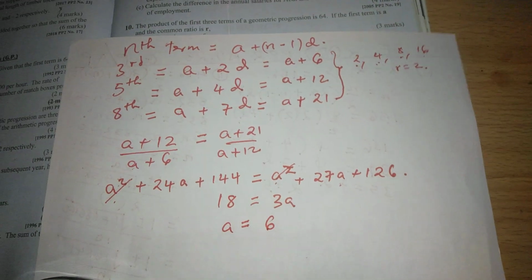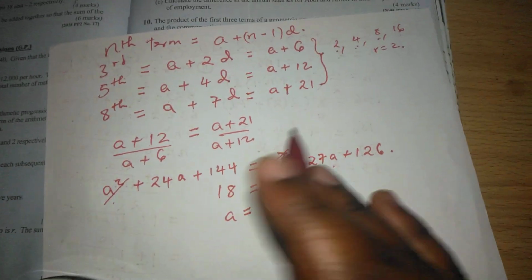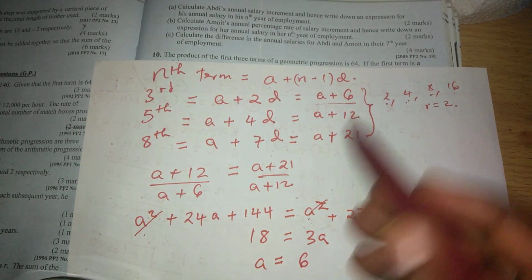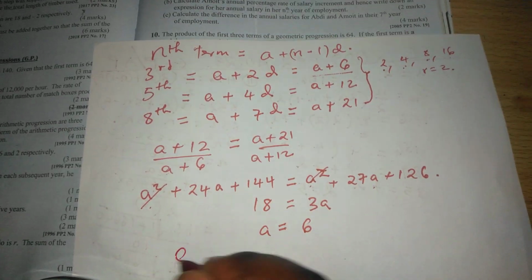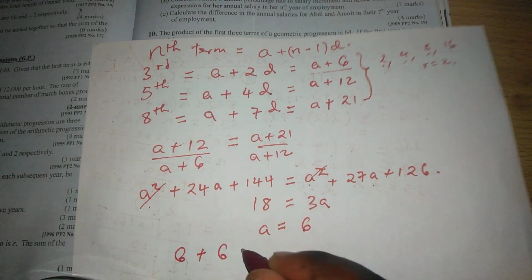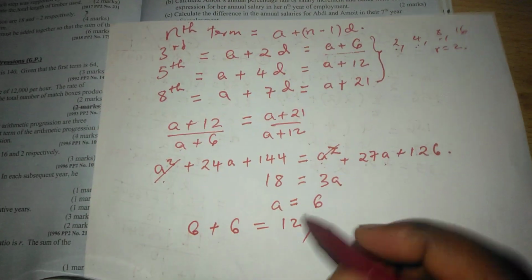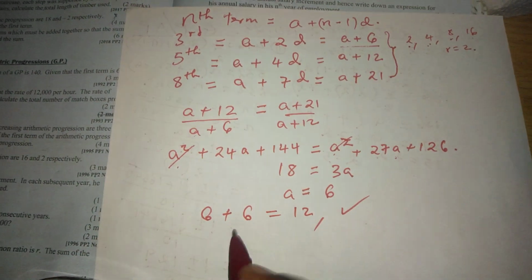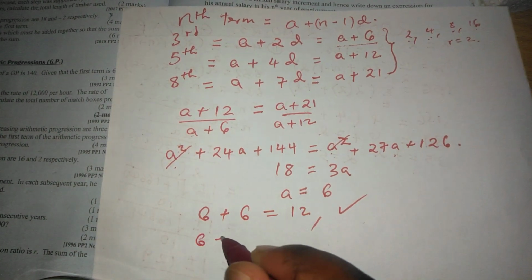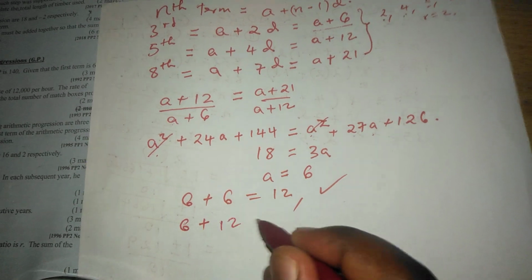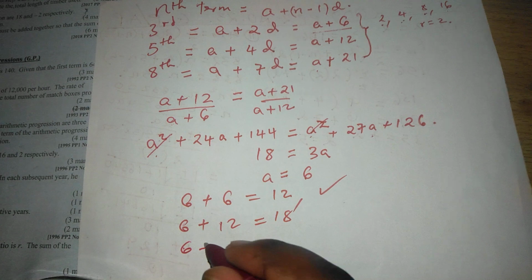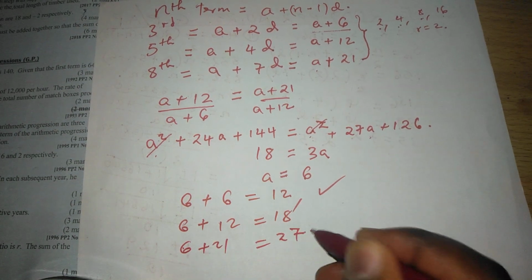So A is 6. And when A is 6, now it means for the GP, because we are told to calculate the first term of the GP, the first term of the GP is A, which has been gotten as 6, plus 6, which is 12. So that one has been solved. The first term is 12. The second term is going to be 6 plus 12, which is 18. The third term is going to be 6 plus 21, which is 27. So these are the terms.